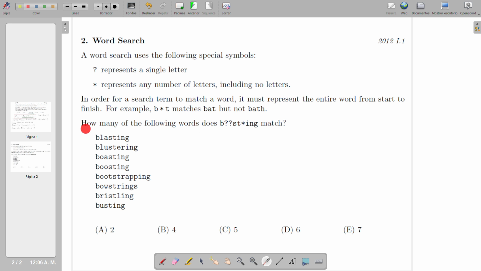The question is, how many of the following words does this matching criteria match?